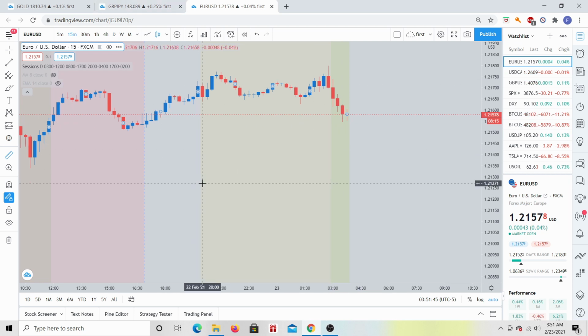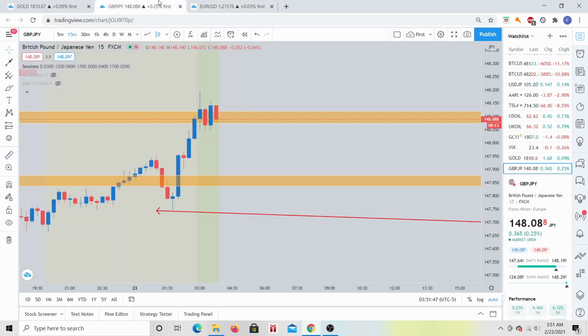Let's look at the British pound versus Japanese yen. Let's measure the previous 15-minute candle, which was moving bullish. As you can see, there was 11.4 pips in this candle. So you guys are starting to see a trend.